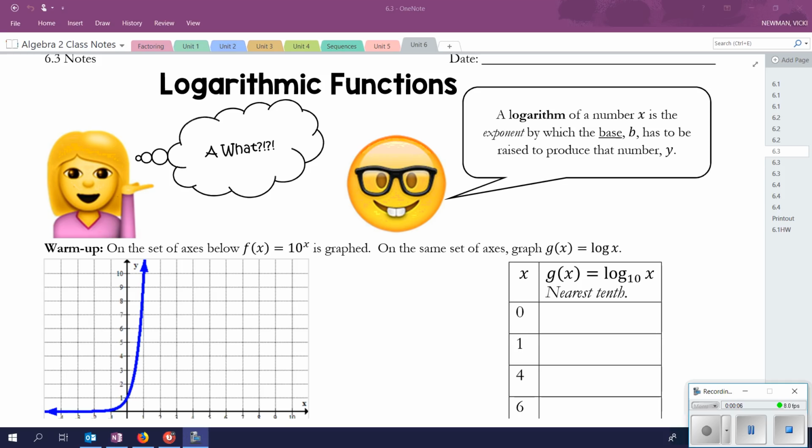And so there's a little picture of me saying, what? And then this is Mr. Krause, because he's a nerd. Look at that. Look at his buck teeth. Nerd.